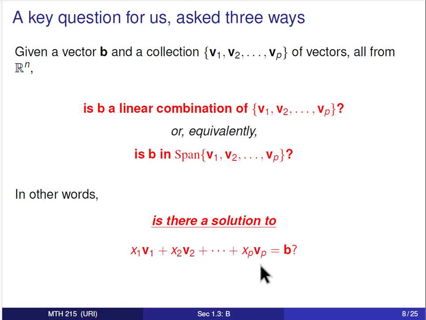Now, the question for us here is we don't know if the answer is yes or no, and so what we're going to do is put variables in the coefficient spots for the weights, x1, x2 through xp. If I can solve for scalars that will fit this equation, then the answer will be yes, B is a linear combination, and yes, B will be in the span. If I cannot solve for those coefficients, then the answer will be no.